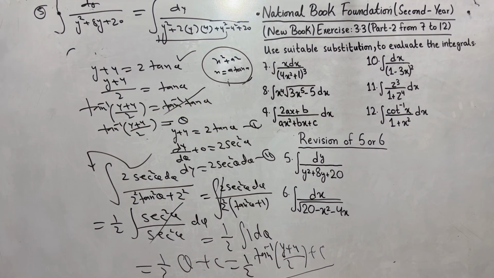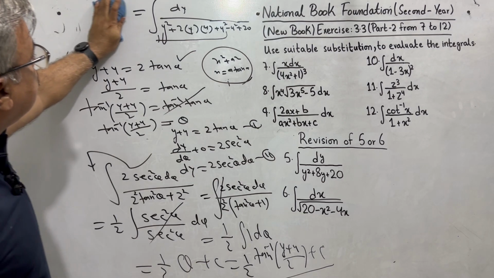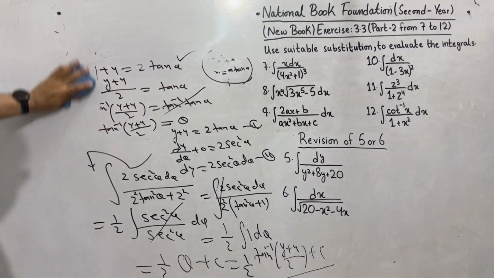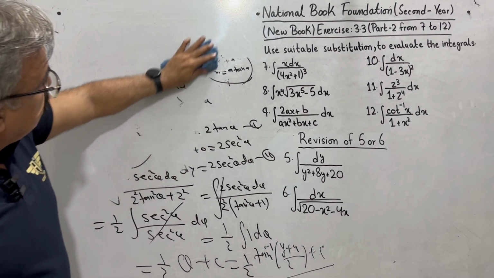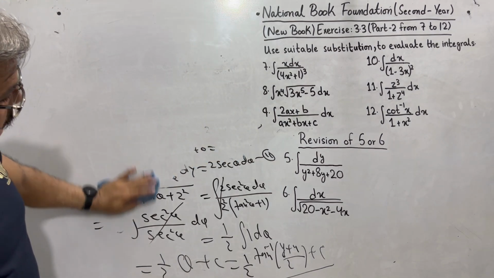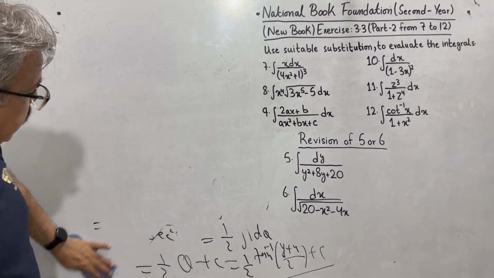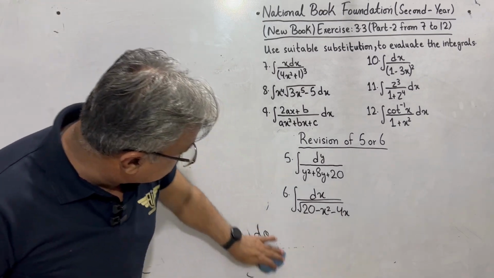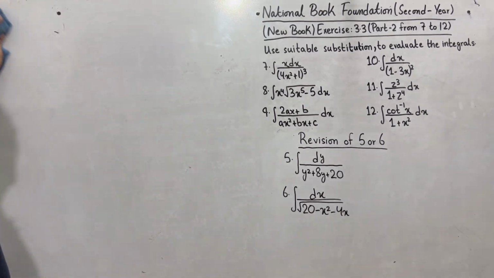Question number 6 is the same but it is in the square root. Let's see how to manage this, in the final 2 to 3 minutes of this question. First make a perfect square, then take the magic substitution. Let's see.